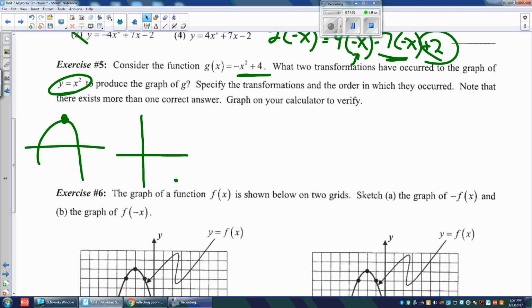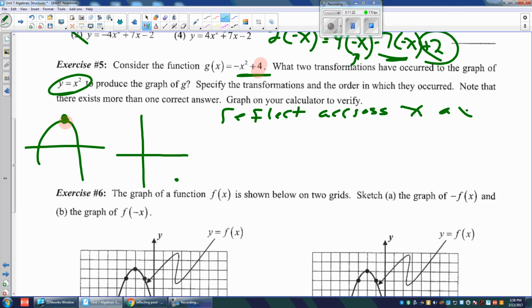No, the turning point is not there. We know for a fact that the turning point is there because it says plus 4. So we cannot reflect it first. I mean, we cannot shift it first. We have to reflect. Reflect across x-axis, then shift up 4.